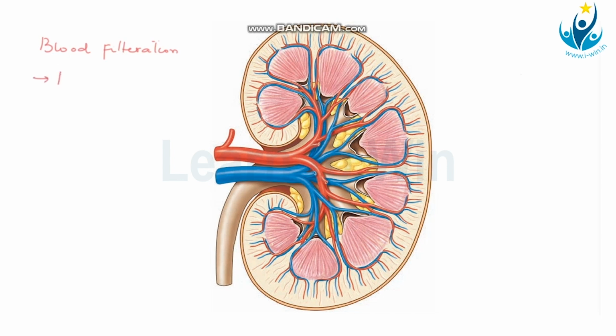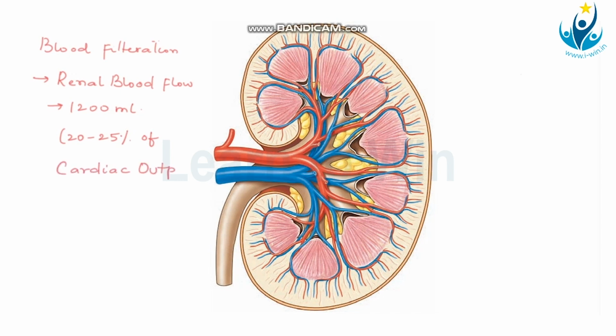In fact, the total renal blood flow. Now, what do you mean by renal blood flow? Renal blood flow is the amount of blood that is entering into your kidneys. Now, this is somewhere around 1200 milliliters. Okay. In fact, it is 20 to 25% of the total cardiac output.